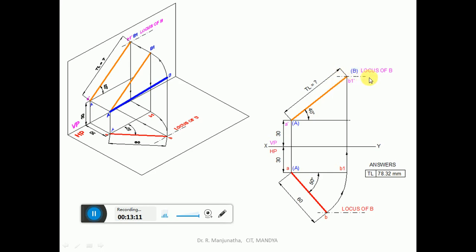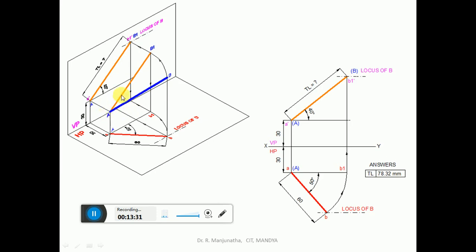Then draw the locus of B here. So find the true length here, you are going to get the true length. So that is what we have done. We have made this line parallel. Once you rotated this and made it parallel, then you know this is a true inclination which is 40 degrees.